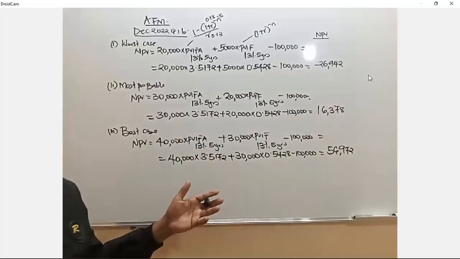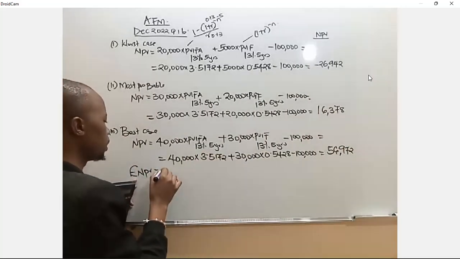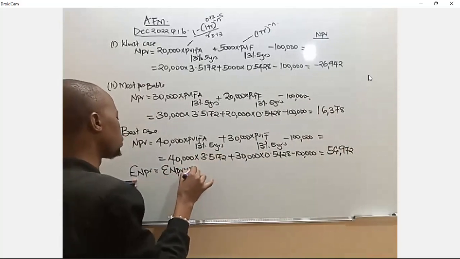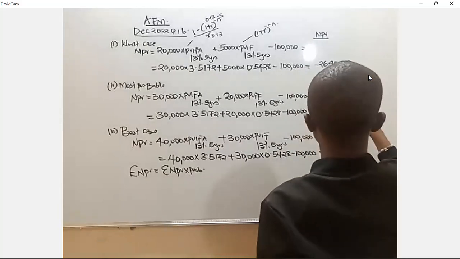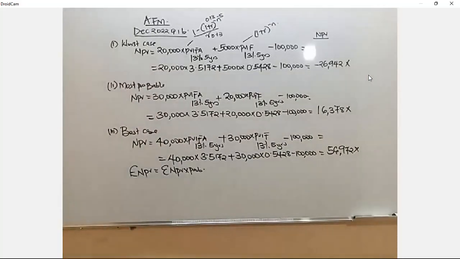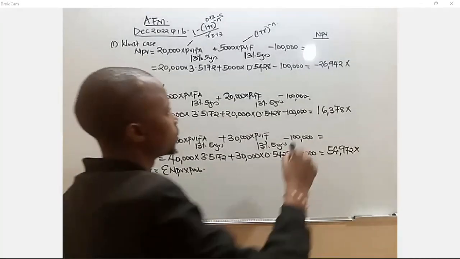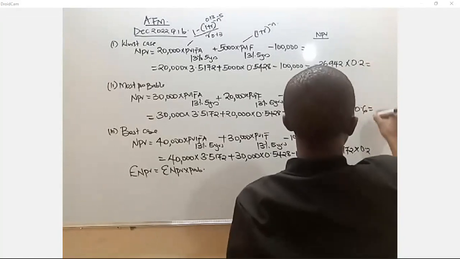But remember, these are the NPVs. And the examiner needs you to get the expected NPV. So to get our expected NPV, we normally take the summation of NPV times the probabilities. When you look at our question, we are given probabilities, and they are the ones I'm going to be multiplying with. I multiply the NPVs with the probabilities. The first probability is 0.2, then 0.6, 0.2.